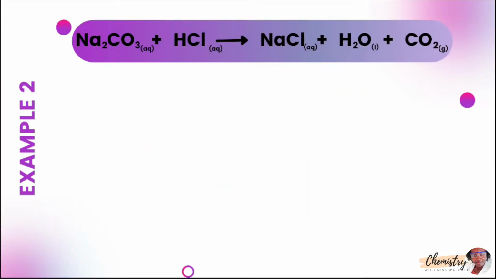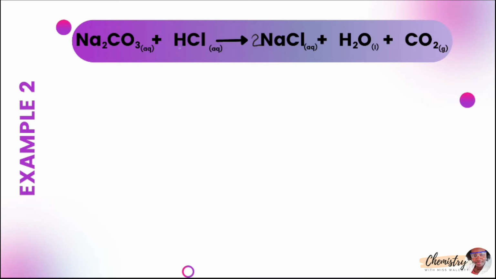Here we have sodium carbonate plus hydrochloric acid forms sodium chloride, water, and carbon dioxide. We need to start with our balanced equation. Let's go ahead and do that. We have two sodium atoms on our reactant side. We only have one on the product side, so I know I need to put a 2 in front of the entire formula. I have one carbon, one carbon. I have 3 oxygens.